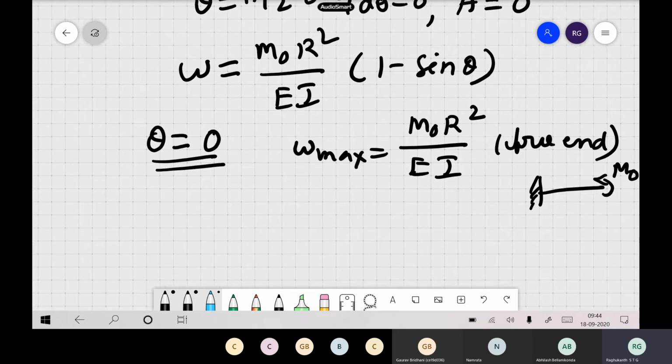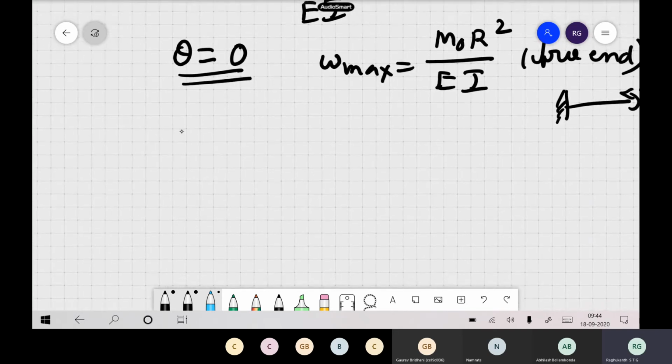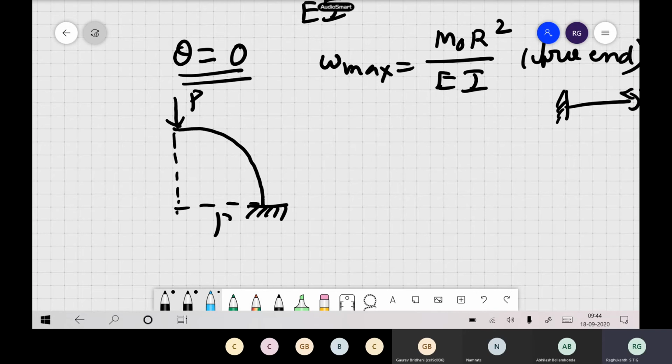Now similarly, same problem, same arch. Since you are doing this for the first time, let us subject it to a concentrated load P. Same radius R, everything remains the same. You take a section here, you see some theta here. Now this is your A and this is B. What will be the deflection profile for this arch? It is also the same, a quarter circle.